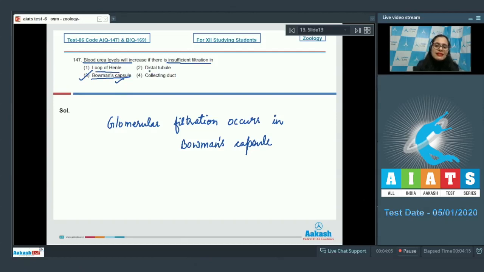Whereas loop of Henle, distal tubule and collecting duct are incorrect options, because these are responsible for tubular secretion and reabsorption and not for glomerular filtration. So, the correct answer to this question is option number 3. Let's move on to the next question.